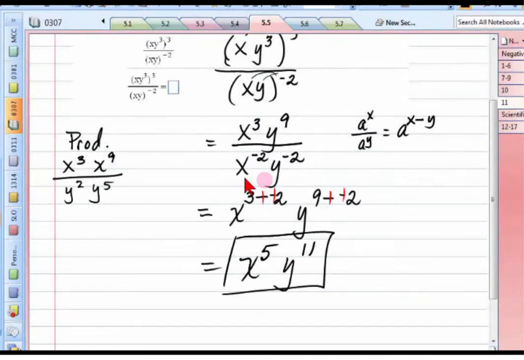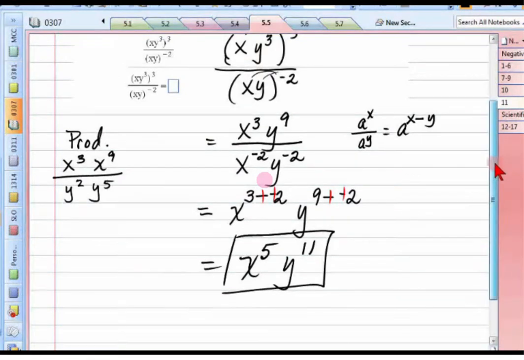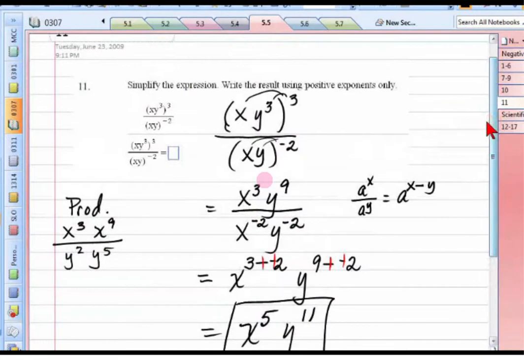Okay, good question. I'm glad we brought that up. All right, it might be helpful for you to have your notes out while you're actually doing the MyMathLab, because your number 11 in MyMathLab is going to be similar to this in structure.